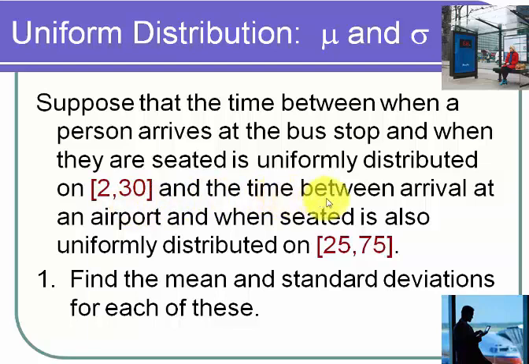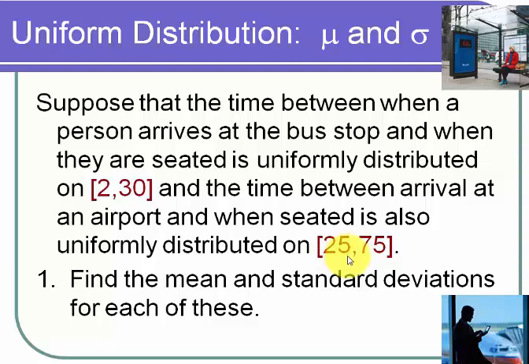Let's suppose the time between arrival at the airport and when you get seated on the plane is also uniformly distributed, but now it's 25 to 75 minutes. If you've ever been to an airport, you have to go through the check-in area. You need to get checked out to make sure you're not a terrorist. They look at your luggage, they look at your carry-on, you have to take your shoes off, you have to sit down. Then, of course, you always have to wait a while.